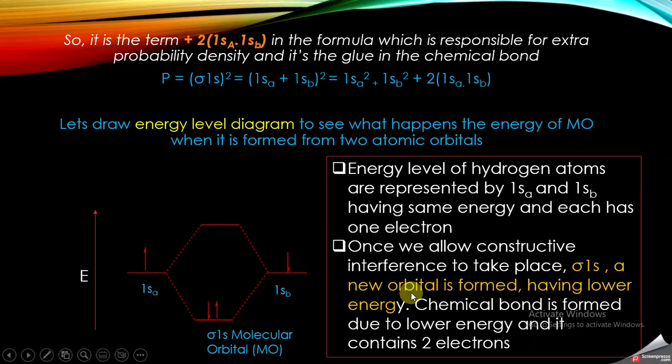So here is one of the important concepts that I repeat again and again: when you have chemical bond formation and a new stable molecule is formed, it should always have lower energy than the atoms, so that it is a stable system.